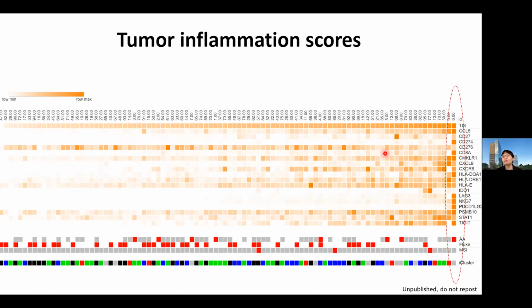In terms of tumor inflammation score, consistent with the previous slide, AA-associated tumors tend to have a higher inflammation score as compared to non-AA-associated cholangiocarcinoma.